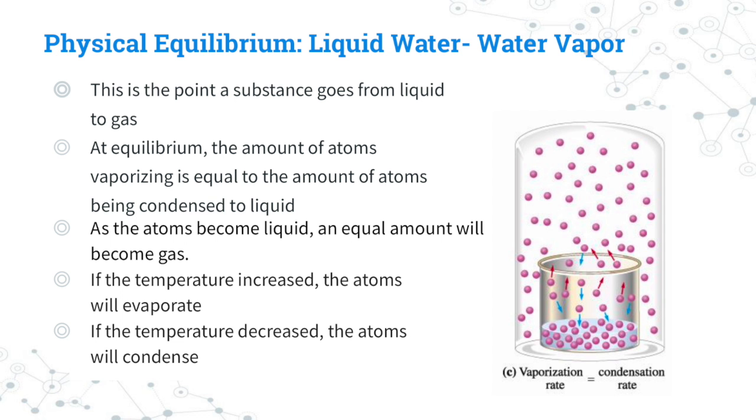Physical equilibrium is the point a substance goes from liquid to gas. At equilibrium, the amount of atoms vaporizing is equal to the amount of atoms being condensed to liquid. As the atoms become liquid, an equal amount will become gas. And if the temperature goes up, the atoms will evaporate. If the temperature goes down, the atoms will condense into liquid.